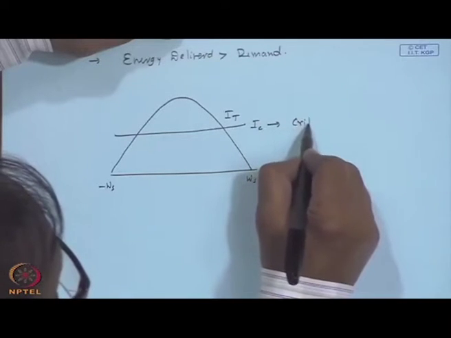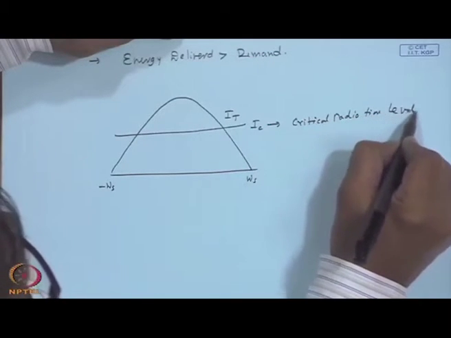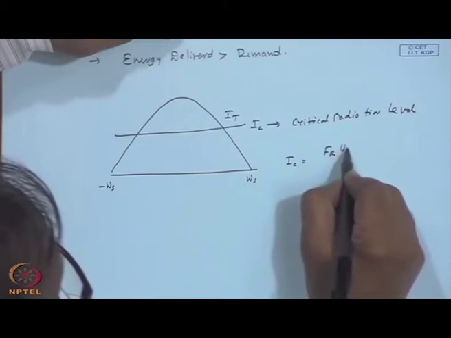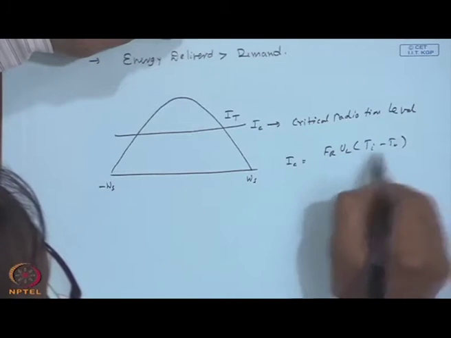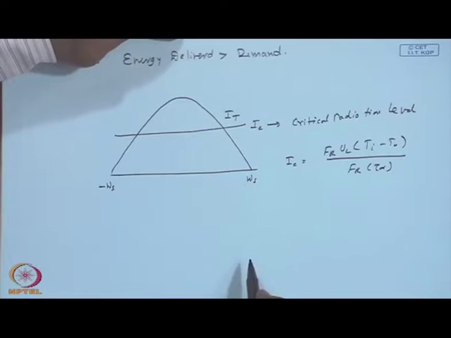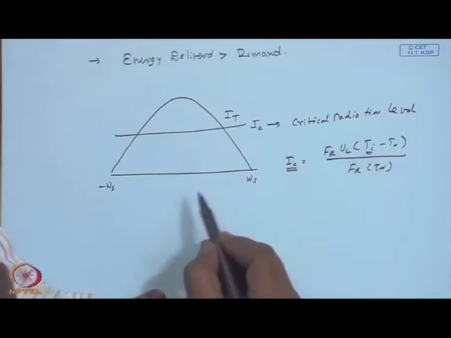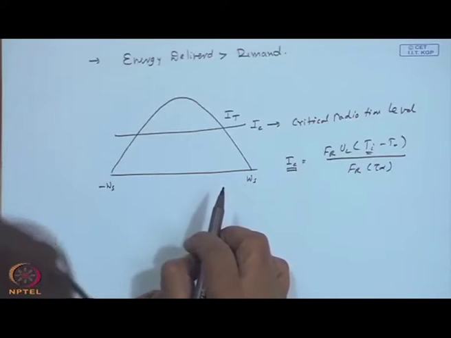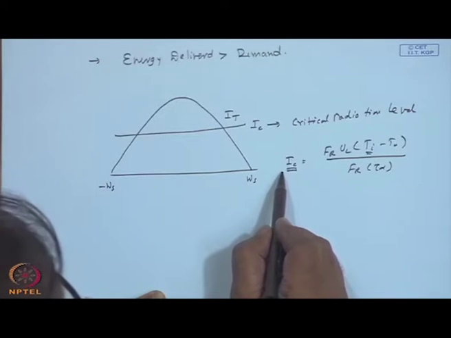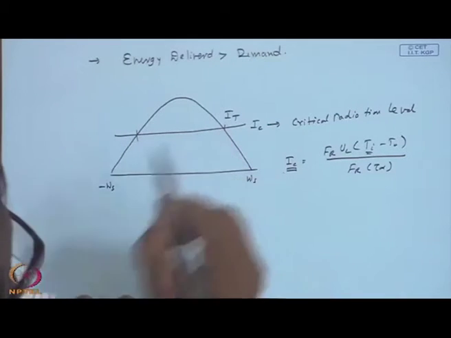This is the critical level, which is obtained as IC equal to FR UL into TI minus TA by FR tau alpha, which is nothing but the radiation should be above this critical level in order that there is a heating up to TI. So, if you set the useful energy gain equal to 0, the minimum radiation required for the fluid to be heated to TI is met. Okay. So, now this is my time period of operation.